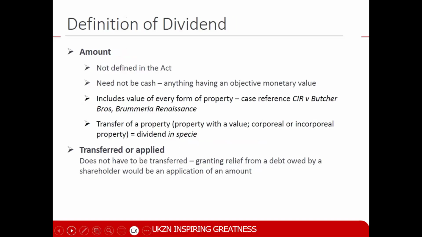So an amount is not defined in the Income Tax Act. It cannot be just cash, it can be anything, but it has to have monetary value. It includes any value, as you can see in the Pushup Bros and the Prima Renaissance cases. Sometimes also a transfer of property with a value. Sometimes they say it can be corporeal and incorporeal. Then this will be a dividend in specie. That is what they refer to.